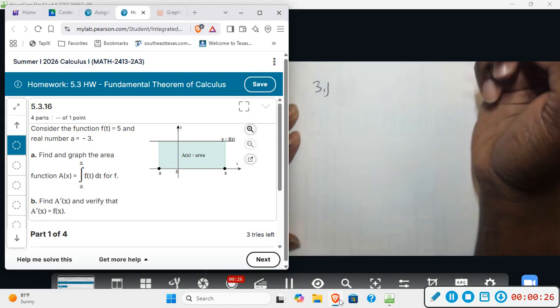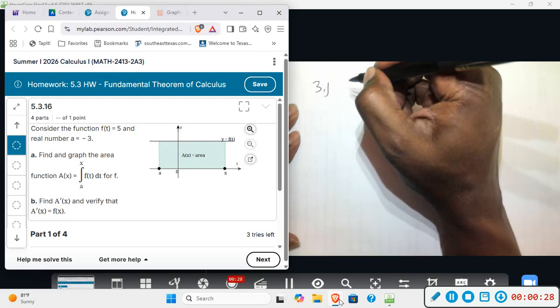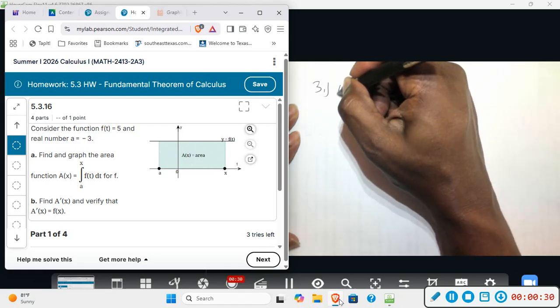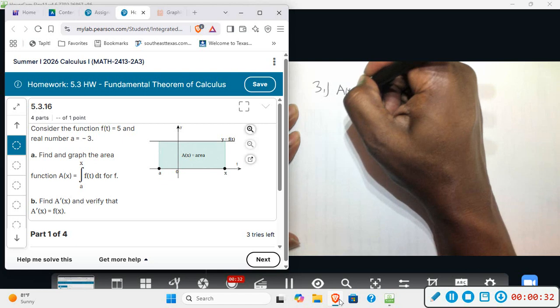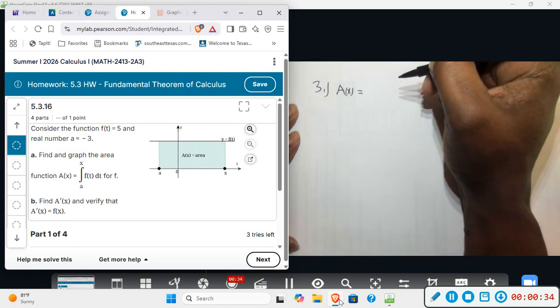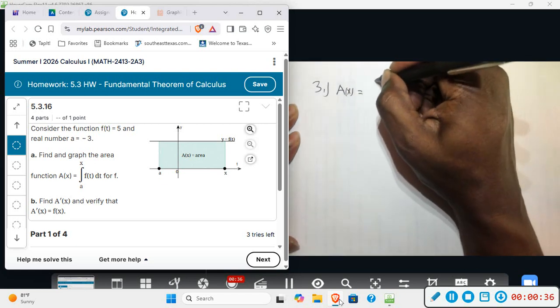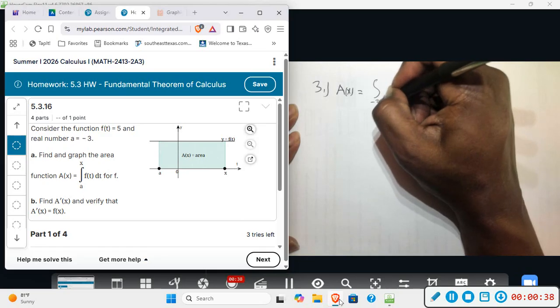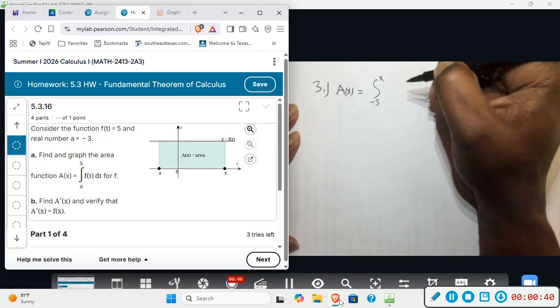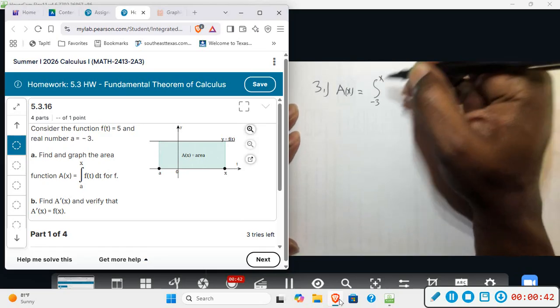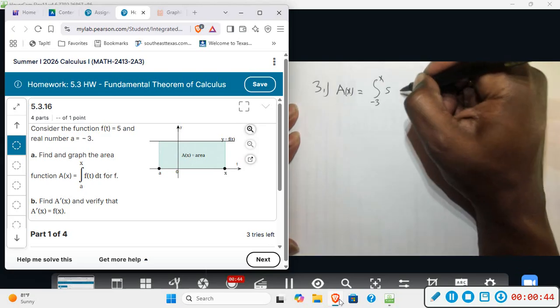All right, so I'm going to show you the power rule in action. We are going to do A of x, the area function. They told us a was -3, so we're going to integrate from -3 to x of f of t, which is 5 dt.